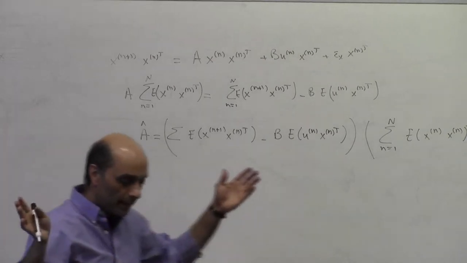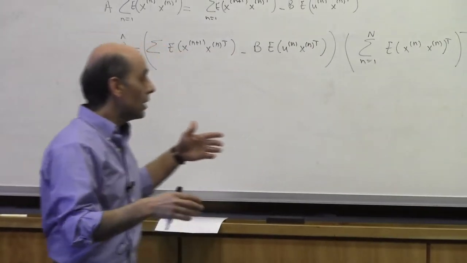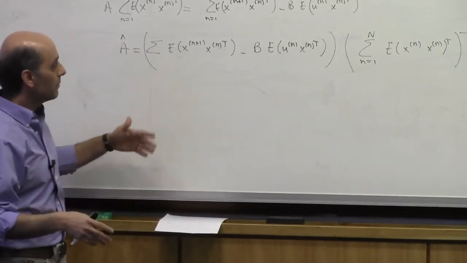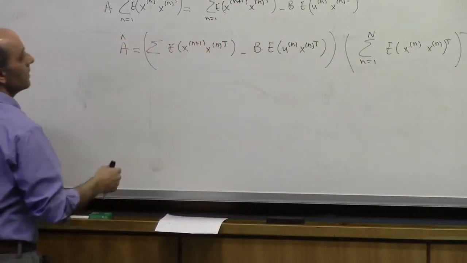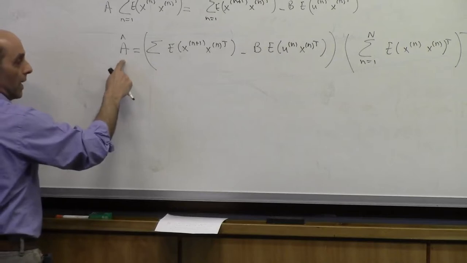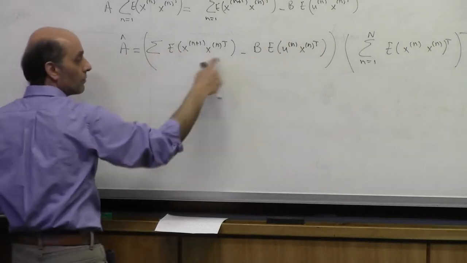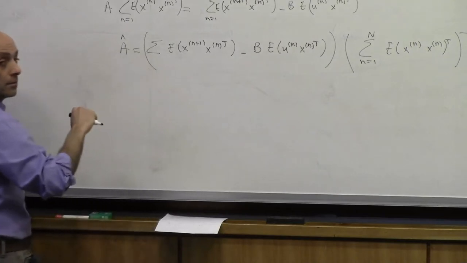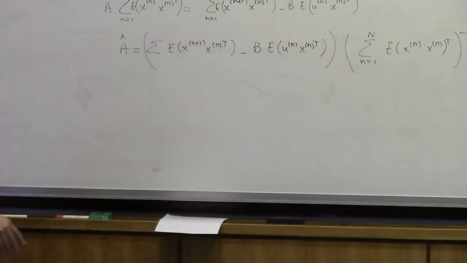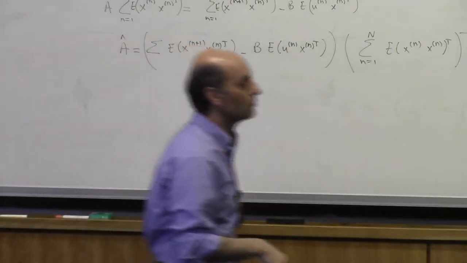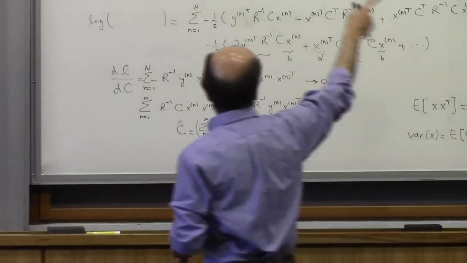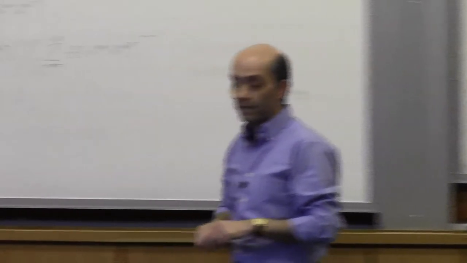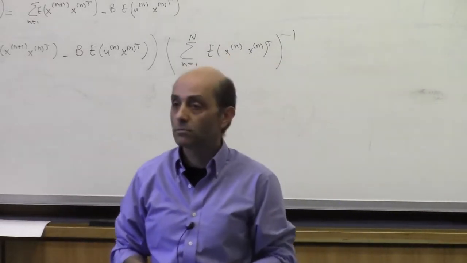starts out with some estimate of A, B, and all those things. You compute X hats, and you get these expected values. And now that you have your X hats, you compute your new values of A and B. It's an iterative process. And you have similar equations, so you can compute the derivative of this with respect to B, with respect to C, with respect to R, and the initial P and X hat. Okay?